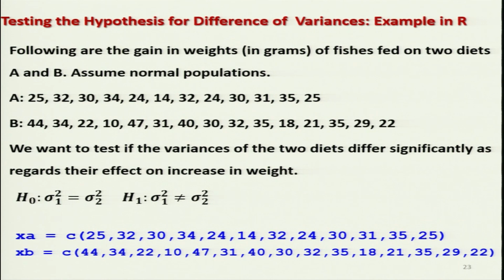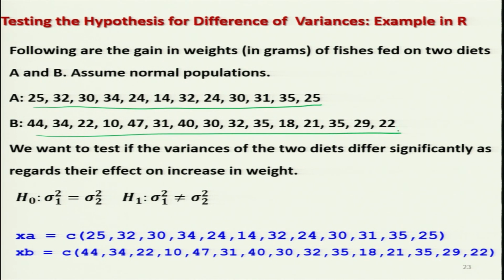Okay, now let me take the same example that we considered earlier and conduct this test of hypothesis. In the earlier example we had collected the weights of some fishes, that means the weight they have gained after giving a diet A and after giving a diet B, assuming the normal population. Their increases in the weights are recorded here for A and B in grams. Now, we want to test if the variances of the two diets differ significantly as regards their effects on increase in the weight or not.